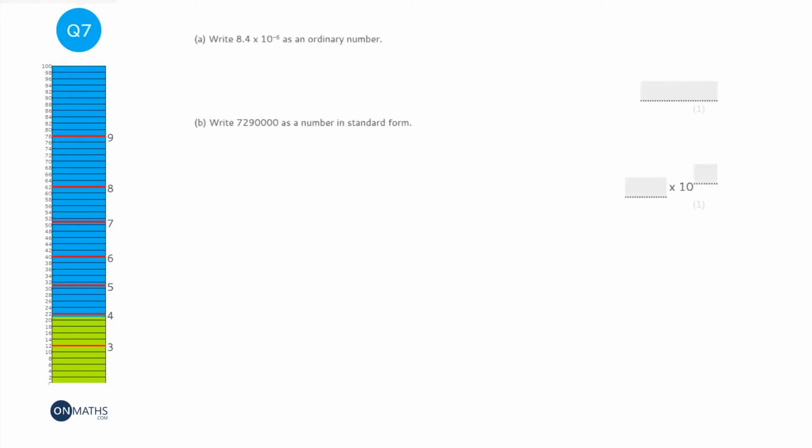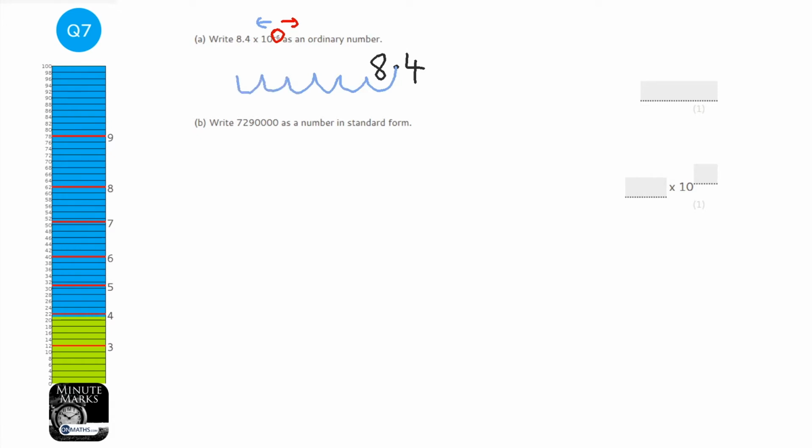Okay, to convert from standard form, you just write the number down, and this here, the power, will tell you where to go. So if the power is positive, then you go to the right. If it's negative, then you jump to the left. Now since it's negative, we're going to jump to the left, and it's minus 6, so we're going to jump 6 spaces. So 1, 2, 3, 4, 5 and 6.